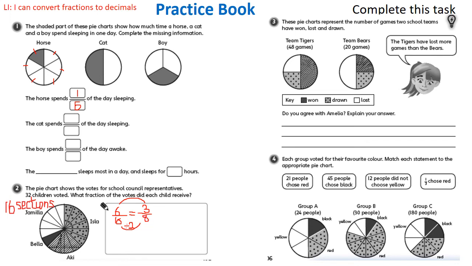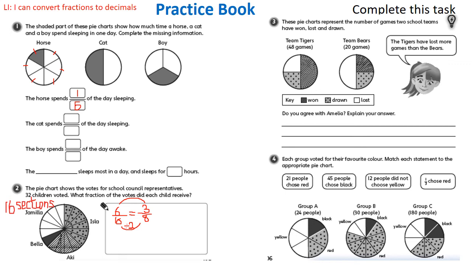Okay, I can do the same with Aki and Bella and Jamil. When I'm actually answering the last part, what fractions of the both votes did each child receive? Remember, you want your fraction in its simplest form. Okay, question 3. These pie charts represent the number of games 2 schools have won, lost, and drawn.